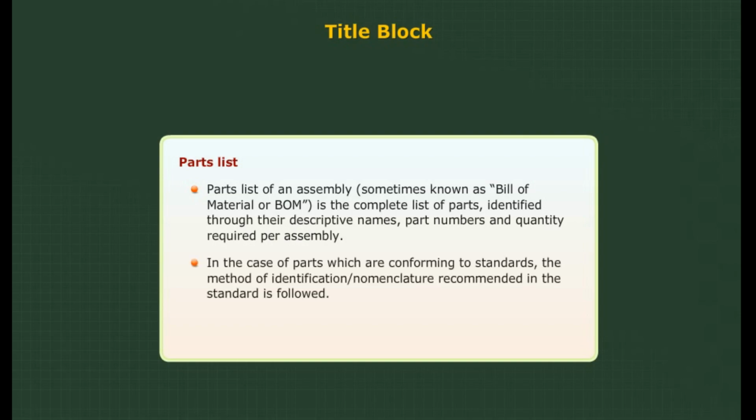In the case of parts which are conforming to standards, the method of identification or nomenclature recommended in the standard is followed. For example, hexagonal socket head screw is XXX M10, zinc plated. Often the parts list is issued in the form of a drawing.